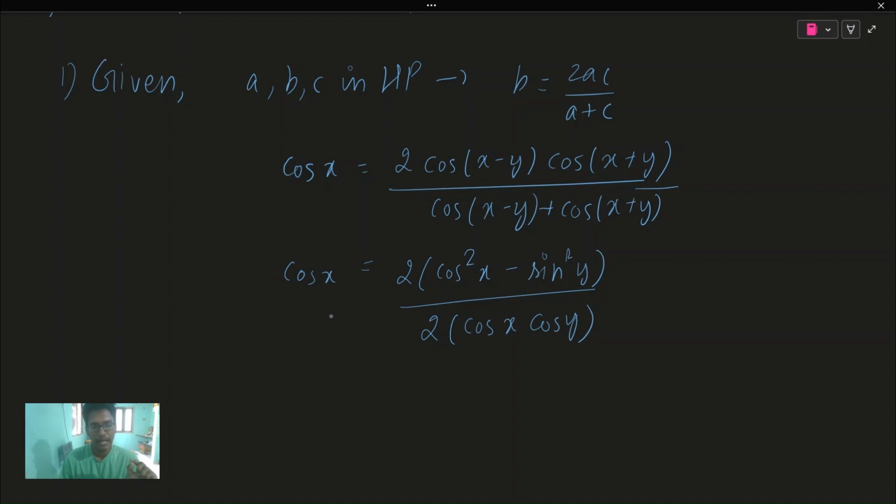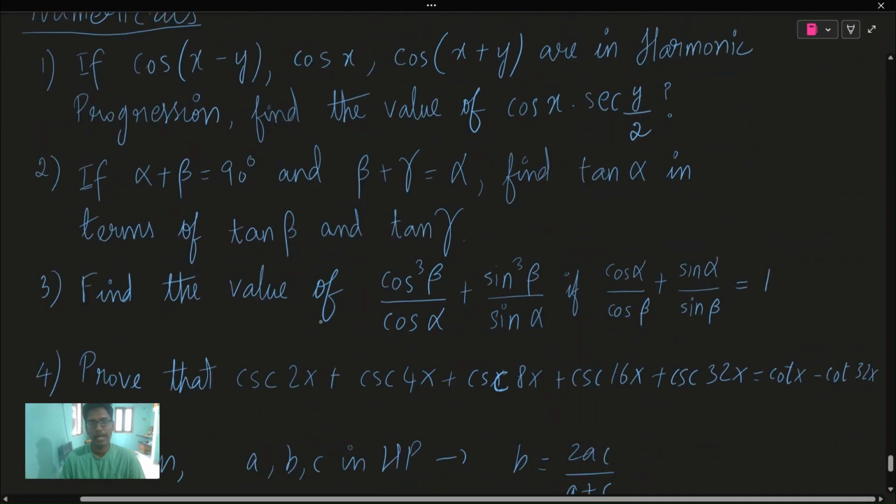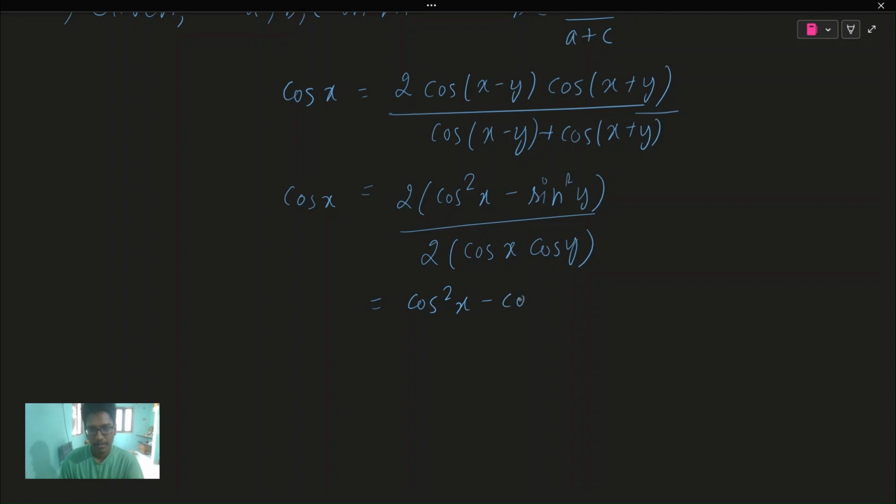So I have cos X already on my LHS, and I have to adjust such that I would end up getting secant of Y by 2 multiplied along with cos X. So I have to modify the equation accordingly. So use the identities versatile. Cos square X minus sin square Y divided by cos X cos Y.